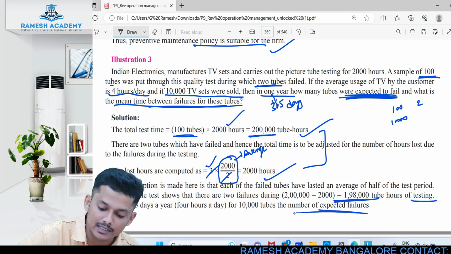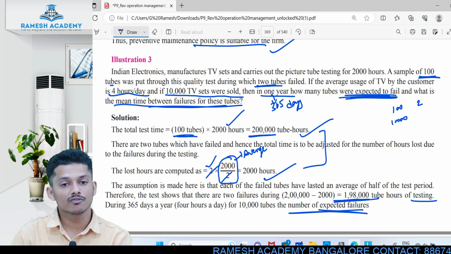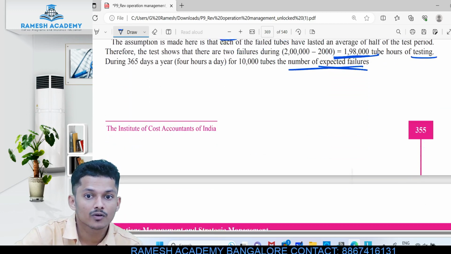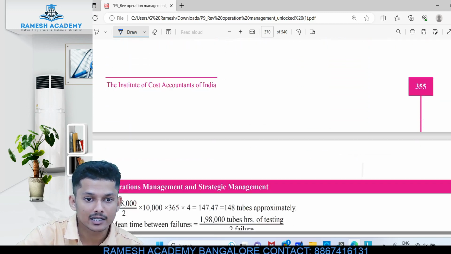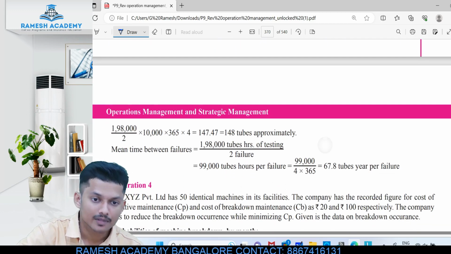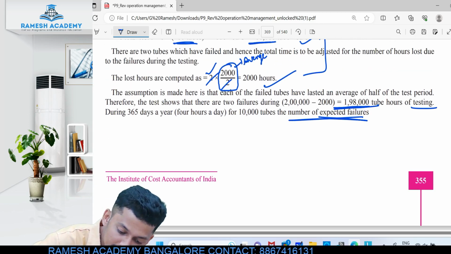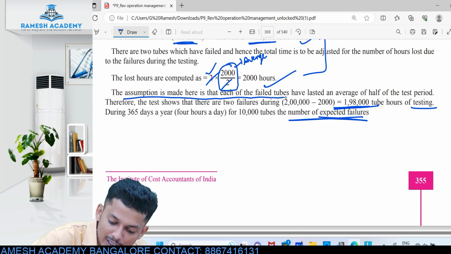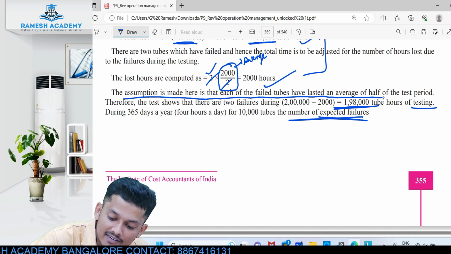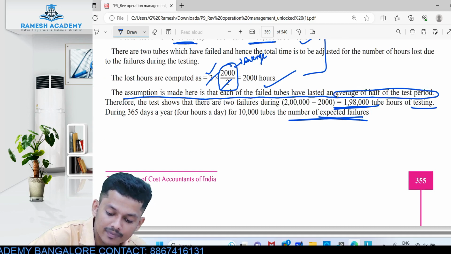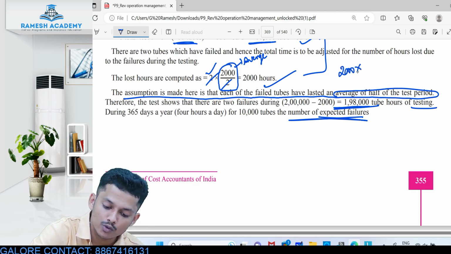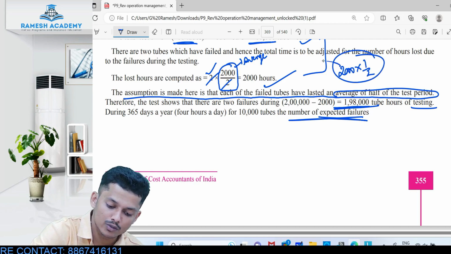Okay, that is the expected number. How many tubes are expected to fail now? That is 1,98,000 tube hours of testing. The assumption made here is that each of the failed tubes has lasted an average of half of the test period. That's why we take half. That is how you got 2000 into 1 by 2, 2000 by 2.